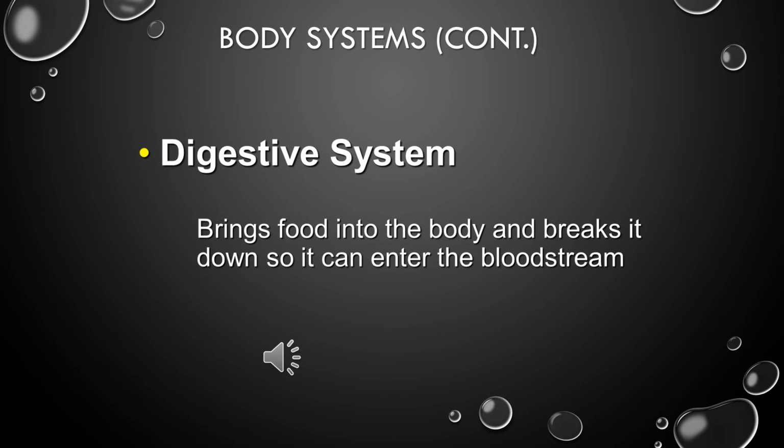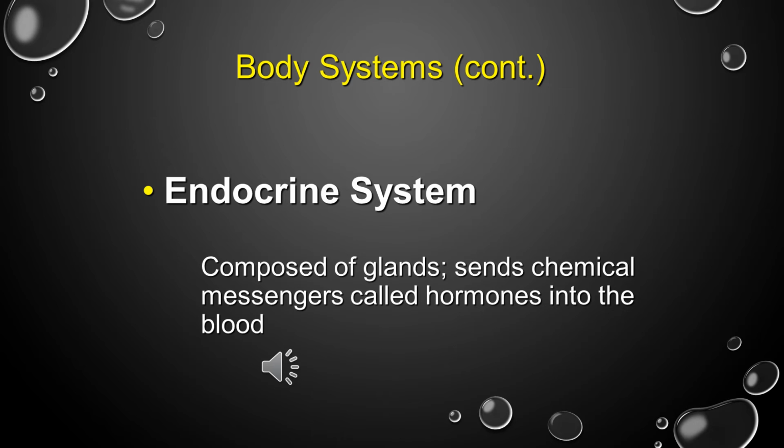So what about the digestive system? This brings food into the body, it breaks it down so that it can enter the bloodstream. Food that cannot be broken down is then removed from the body at the end of the system, as we know as waste. The endocrine system is composed of glands.